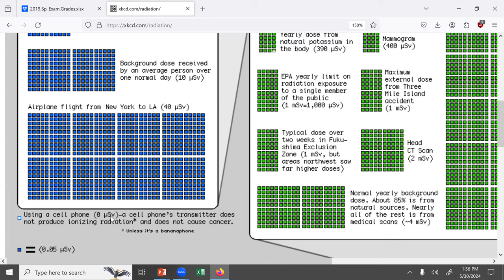And then I like this one too. Using a cell phone, 0 microsieverts. A cell phone's transmitter does not produce ionizing radiation. It does not cause cancer unless it's a banana phone.